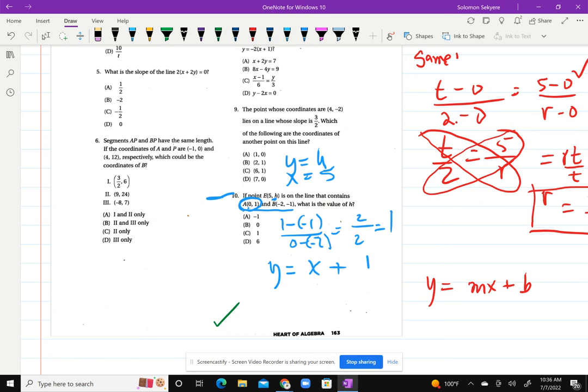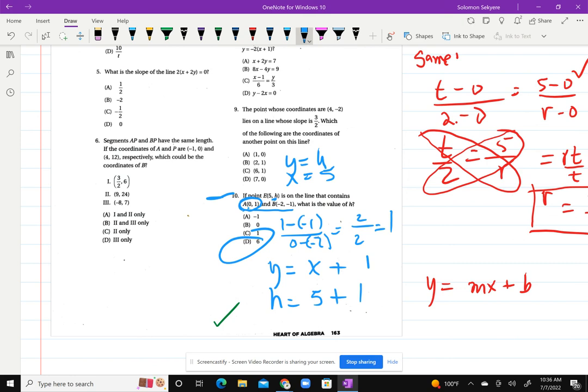And the point E lies on it. What does that mean? That means when y equals h, x equals 5. That's 1. What is h? 6. Easy. Easy.